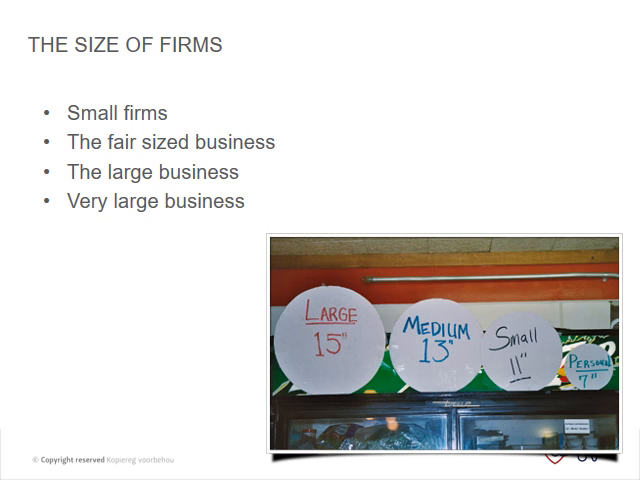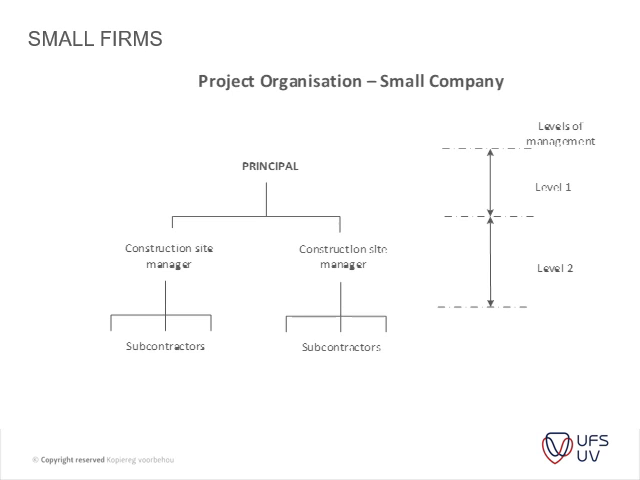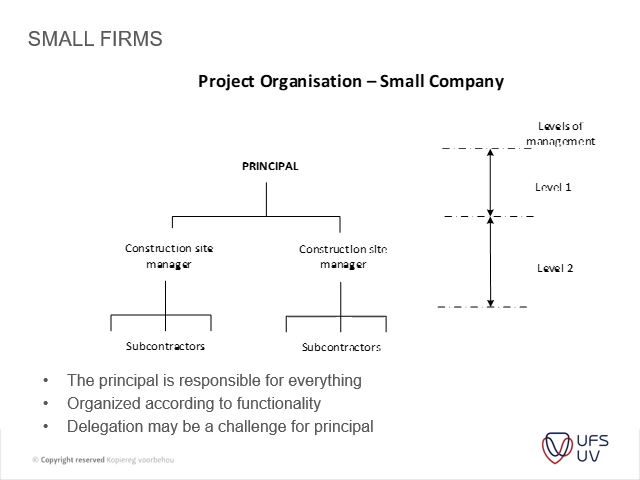Okay, then just looking at the sizes. Okay, so you have small firms, fair size, large business, very large business. Okay, then just a few examples. In small firms, the principal is responsible for everything. Organized according to functionality. Delegation may be a challenge for the principal, but basically you have two levels of management. You have the principal and then the implementation people, the construction site manager maybe, and the subcontractors.